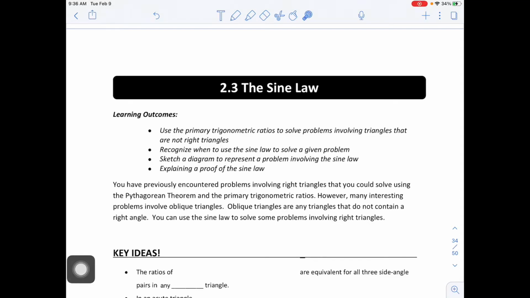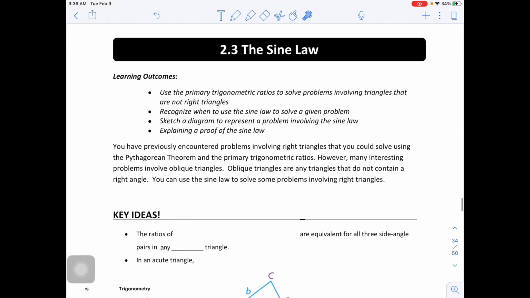Okay, students, so welcome to 2.3, and this is the sine law. So here are the learning outcomes. These are all the things you need to be able to do from this chapter.